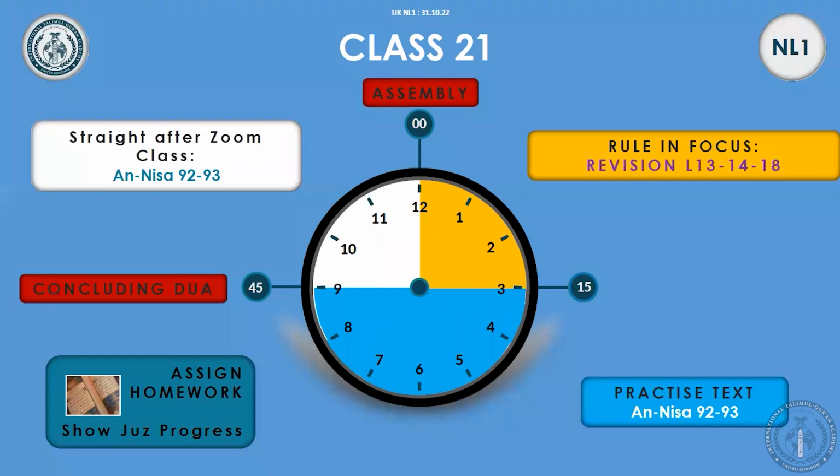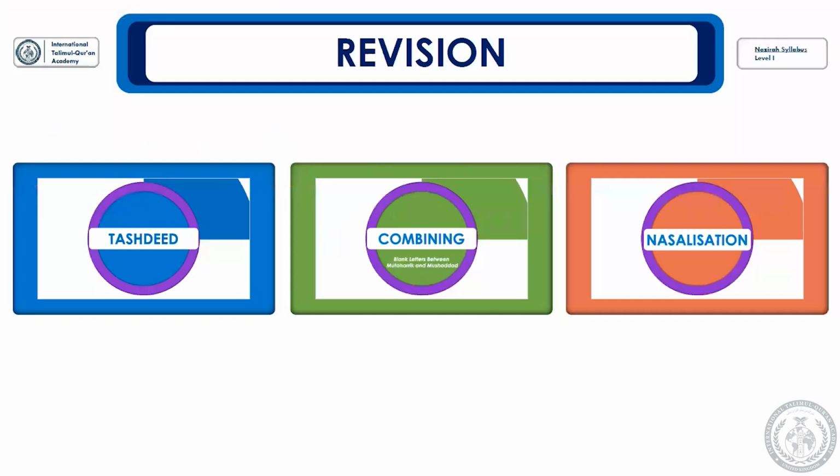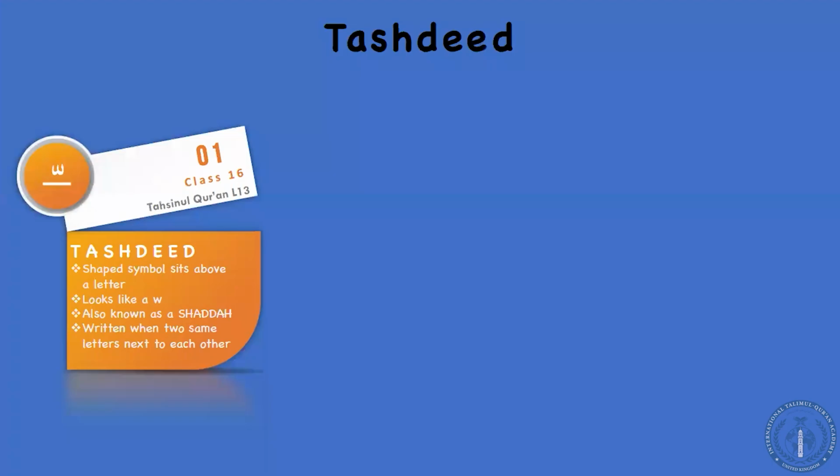Okay, so let's quickly move on to our revision of our rules. So the rules that we will revise are the tashdid rule, the combining rule, and then we will look at the nasalization. Okay, we will remind ourselves what these are and when to apply them and how to apply them. Okay, so first, tashdid. Okay, so tashdid is a symbol which sits on top, and you can see it over here in this circle, and it looks a bit like a W.